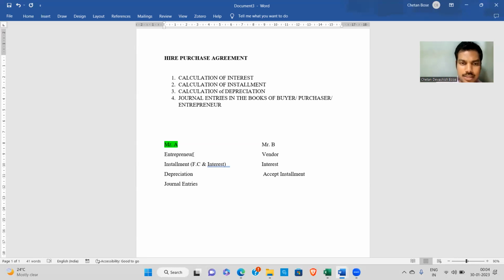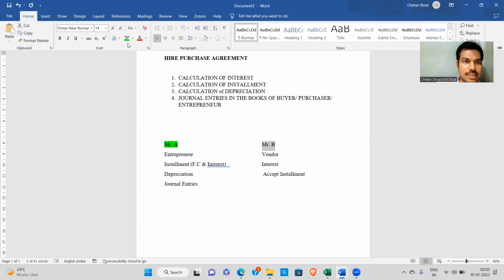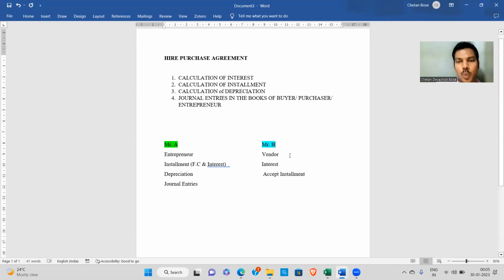So he goes in the market, does research, and he comes to know that there is a machine available in the market which can definitely help him to increase his market share, increase his productivity and efficiency as well. As a result, he meets the vendor. Let us highlight the vendor in blue. Now, the vendor, the seller of this asset, is okay to provide the asset to the entrepreneur.